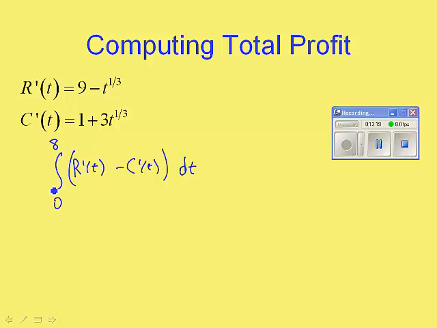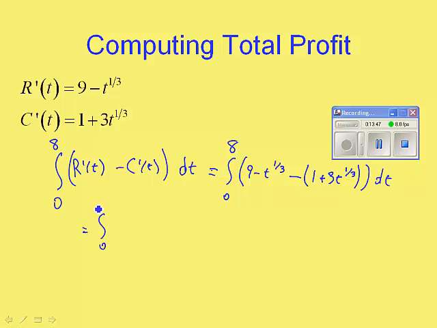So here it is. And again, what Mike said is you could do these separately, and he's right. But I'll do them together here. So what do I get? Integrate from 0 to 8. I get 9 minus t to the 1/3, minus, in parentheses, 1 plus 3t to the 1/3, dt.